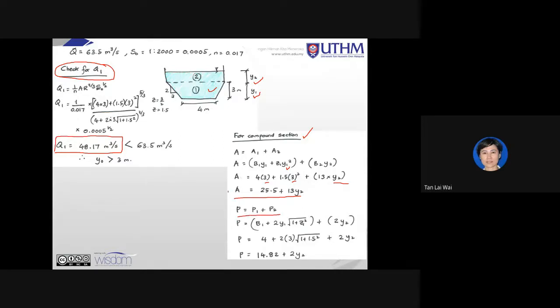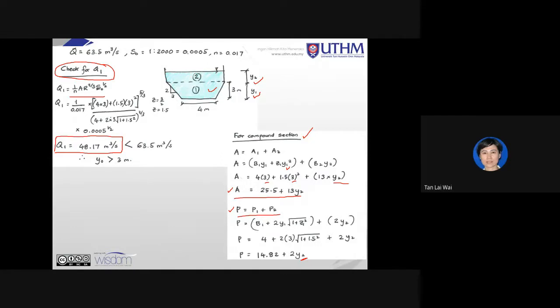You need to find A and P because you want to substitute them in the Manning formula, the Manning roughness or Manning flow resistance equation. You need to solve for A and R. The other variables are provided, like Q, S naught, and Manning's n. So you have to write this out, and once you have written it out, the only unknown will be Y2. Therefore, you can directly solve for Y2 once you substitute in the Manning flow resistance equation.